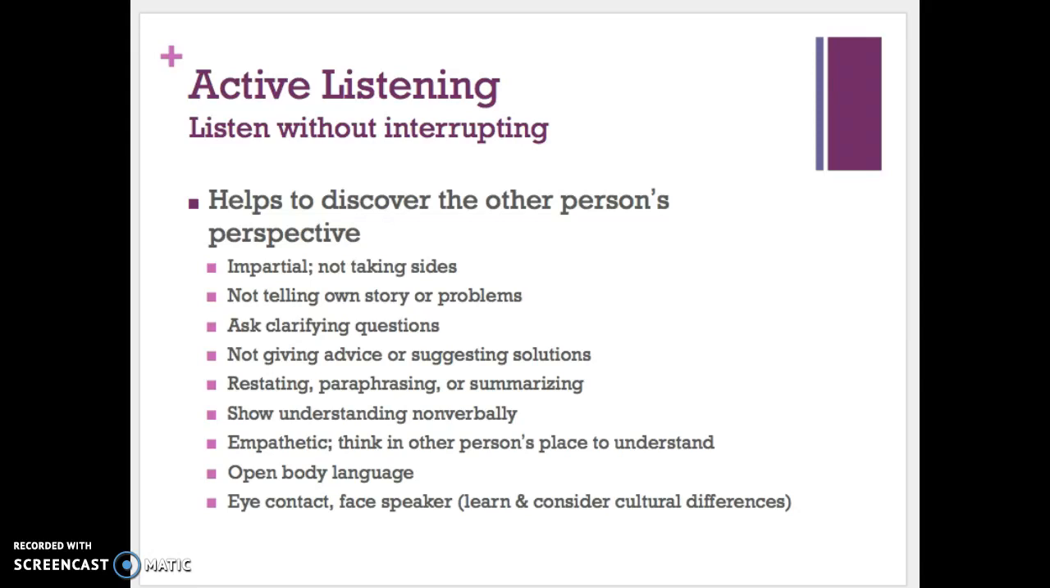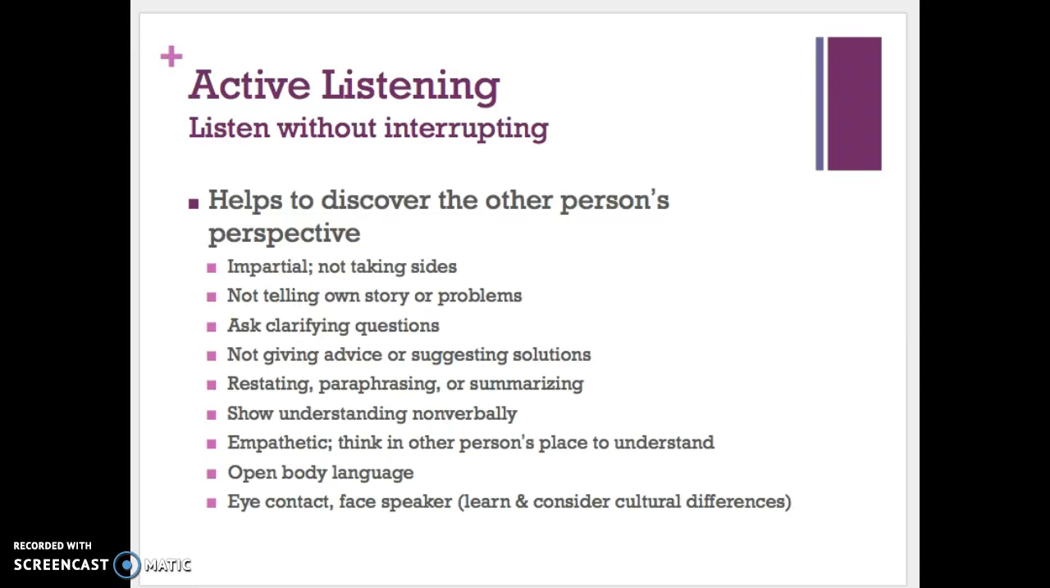You may also want to restate, paraphrase, or summarize what the other person is saying. So this is really important to not ask those clarifying questions in a way that demeans the other person or communicates to them, well, you're not doing a really good job telling me what you want to say, so you want to make sure that you're doing that respectfully. And I'm going to get to some lead-ins in just a moment. Show understanding non-verbally. So watch your nonverbals. We'll get to that in a minute as well.